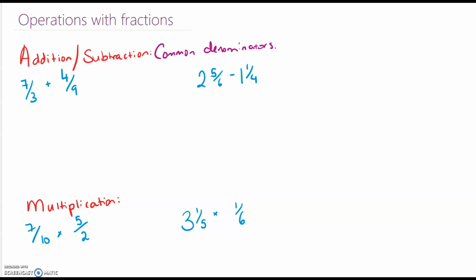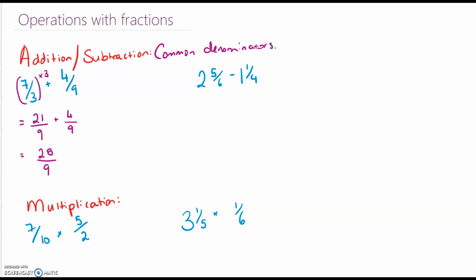So with this first one here, we've got 7 over 3 plus 4 over 9. So what's the easiest denominator? Well, we can change a 3 into a 9, so that makes it really nice and easy. So if we just times this whole fraction by 3, we end up with 7 times 3 is 21, over 3 times 3, which is 9, plus 4 over 9, okay, which gives us 25 over 9.